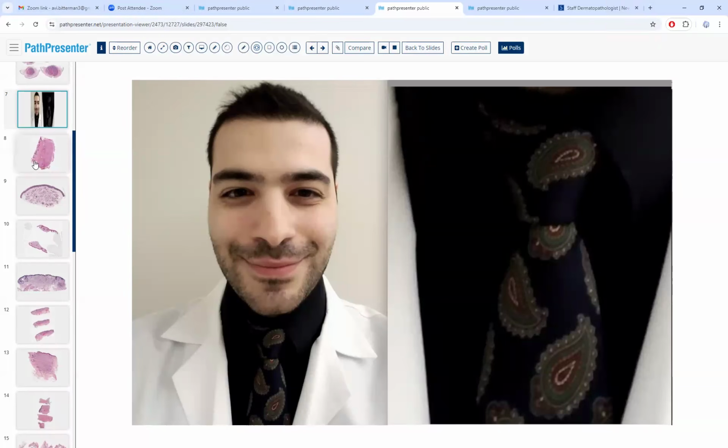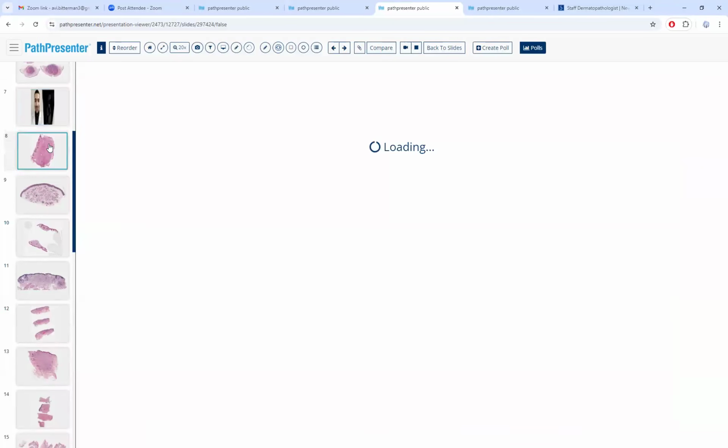What's our paisley tie differential? You want me to name all of them? Yes, I want you to name them. Morpheoform BCC, microcystic adnexal carcinoma, syringoma, and help me on the other one, guys. Desmoplastic trichoepithelioma, I think. Okay.